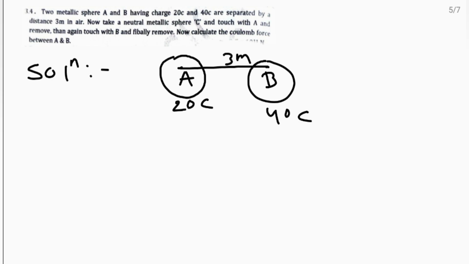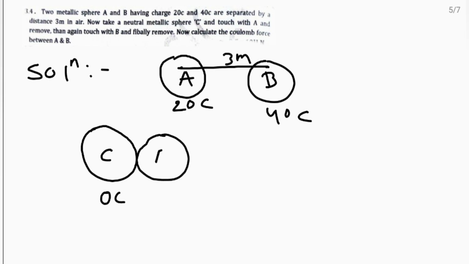Now taking another neutral metallic sphere C which has charge 0 coulomb, because in the question it is given as neutral. So now this sphere is touched with A, which has charge how much? 20 coulomb. So after contacting, both will have charge how much?